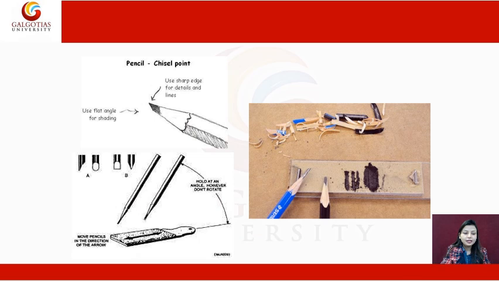So as you see in the figure, this is the chisel point of the pencil. This point is used for sharp edges, for details and lines, and this edge at a flat angle is used for shading. So this pointed one is for lines and details, and this is for shading purposes. So how can you use the pencils? You use sharp edges, and you use flat edges for the shading purpose.